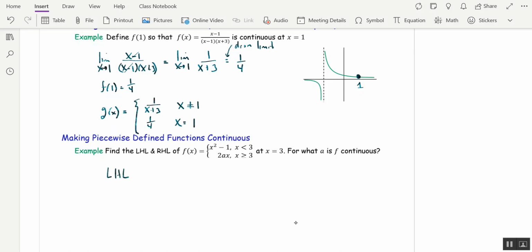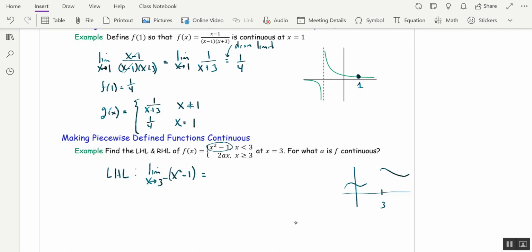The left-hand limit is equal to the limit as x approaches 3 from the left of f. Now, if I'm coming at 3 from the left, I need to use the upper formula because that's the formula I'm going to use if x is less than 3. And if I come from the right, I'm going to use the 2ax formula. So this is x squared minus 1.